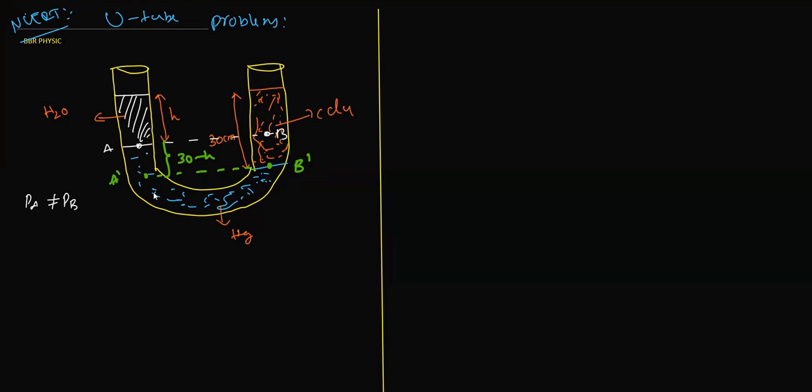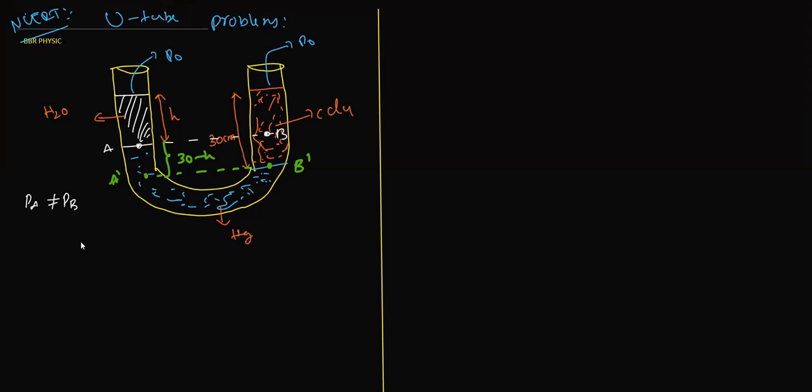Okay. Now if you observe here, about this point, the pressure you want to write is due to this liquid plus due to this liquid. You can write it here. Since it is open to the atmosphere here, what can we write here? Atmospheric pressure, P0.